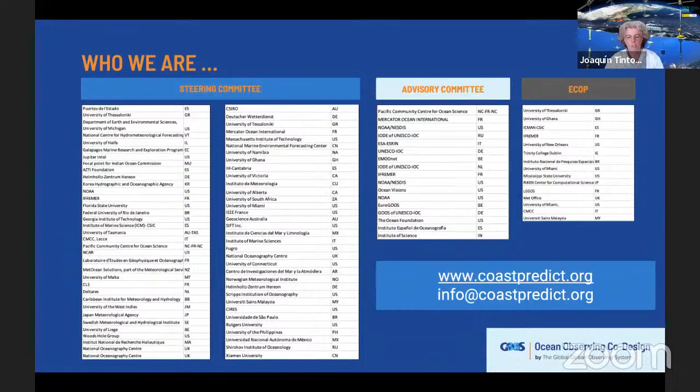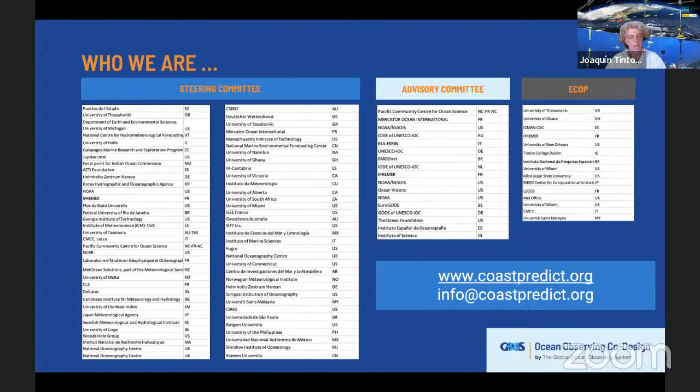Who we are, just a couple of examples. Of course, all the information is on the website, which you have here, coastpredict.org. And who we are, we have a big number of key worldwide institutions in the steering committee. We have an advisory committee and the early career ocean professionals, which I just mentioned.